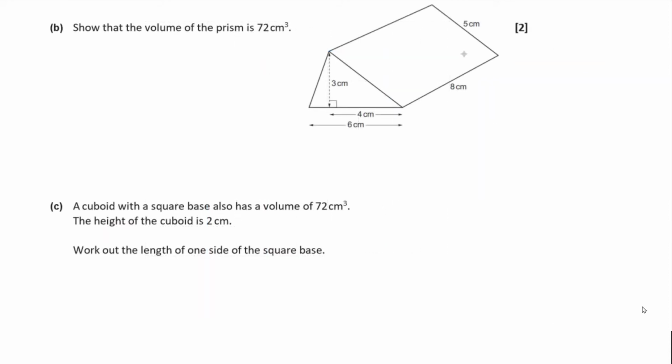Part B says show the volume of the prism is 72 cubic centimeters. Well, you no doubt know that the volume of a prism is equal to its cross-sectional area multiplied by the length, or the height between its front and back matching face. So in order to work out the volume of this prism, we're going to have to work out the area of that cross-section there. That's the cross-section. We need to know that, and we need to then multiply it by that distance between its front and the back face, that 8 there.